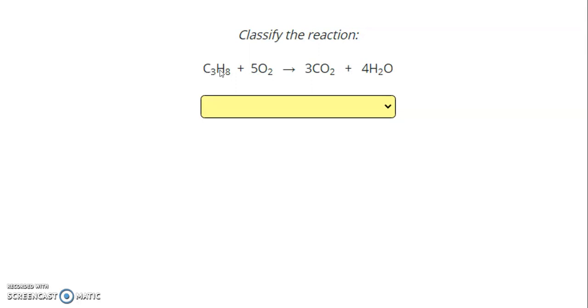Is it a hydrocarbon? So carbon and hydrogen reacting with oxygen to make CO2 and water? If you are making CO2 and water from a hydrocarbon and oxygen, then this is a combustion reaction. So always look for, is it reacting with oxygen? Are you making CO2 and water? Probably combustion.